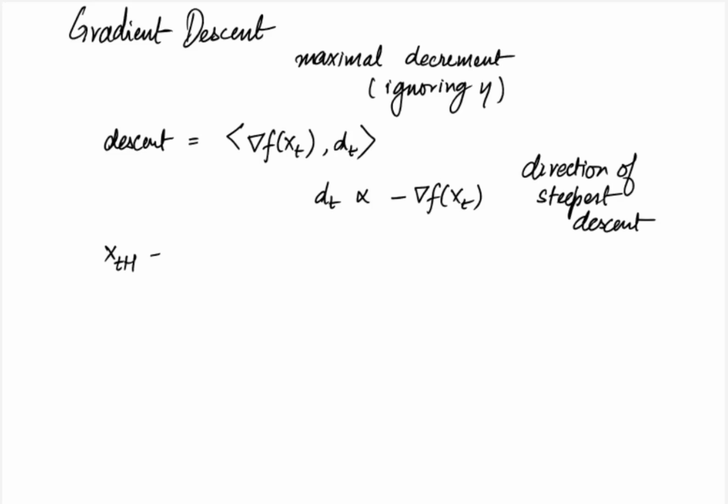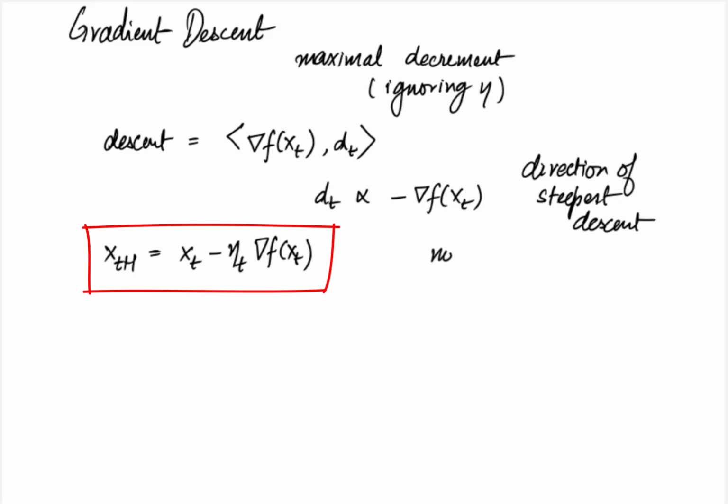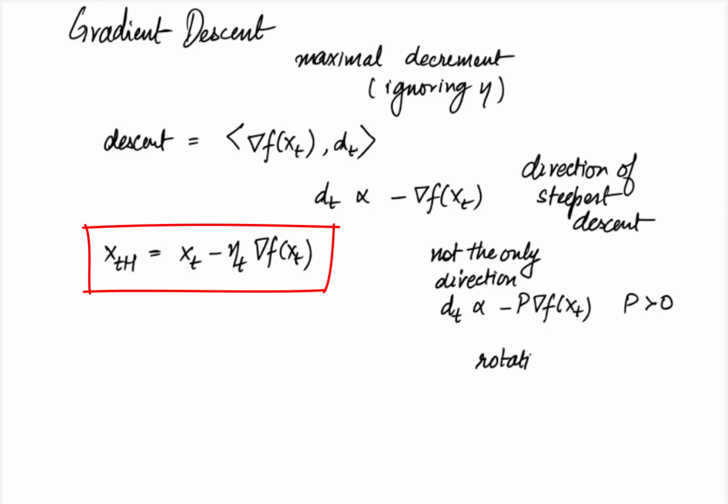So xt plus 1 equals xt minus eta t times gradient of f of xt, where eta t is the step size. Note that this is not the only direction or the most obvious choice. If you are in Rn, then another possible direction is minus P times gradient of f of xt, where P is a positive definite matrix. Recall that multiplication with a positive definite matrix amounts to rotation and scaling. So this direction is a rotated and scaled version of the steepest descent direction. But since P is a positive definite matrix, the rotation and scaling is such that the inner product of gradient of f of xt with dt is still negative.